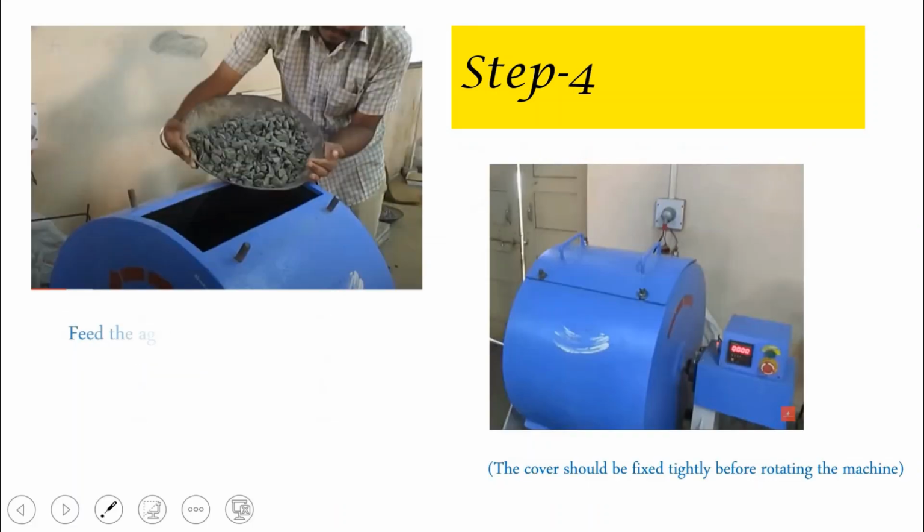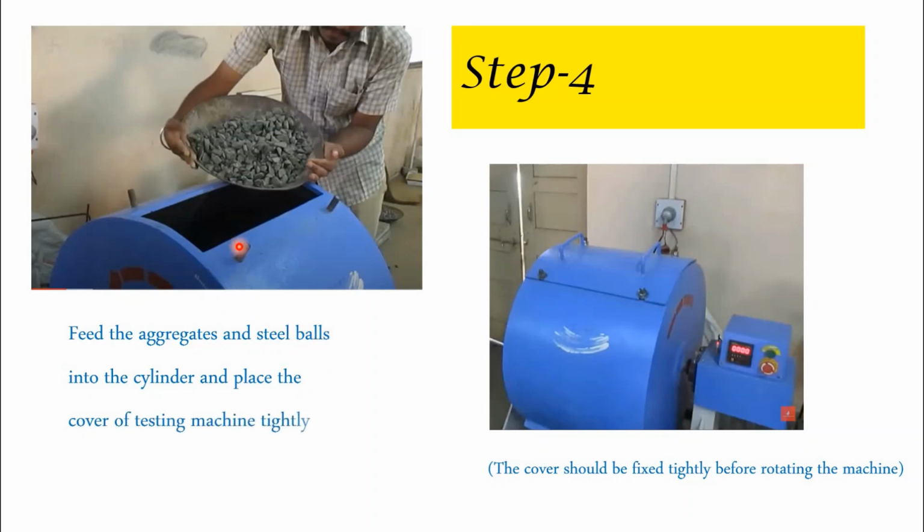Okay. And the fourth step is to feed this aggregate and the steel balls into the aggregate abrasion testing machine. So we will put this aggregate along with the 11 steel balls into the testing machine. Then after that you must make sure you place the cover and tighten it perfectly, because we are going to rotate this instrument.